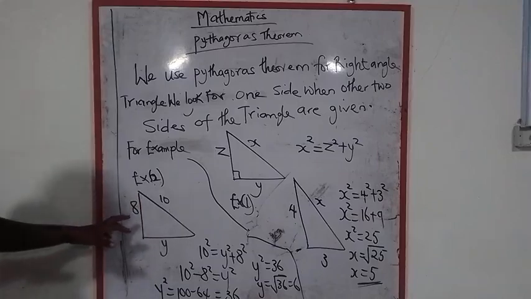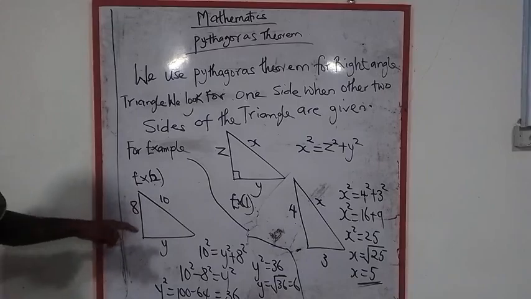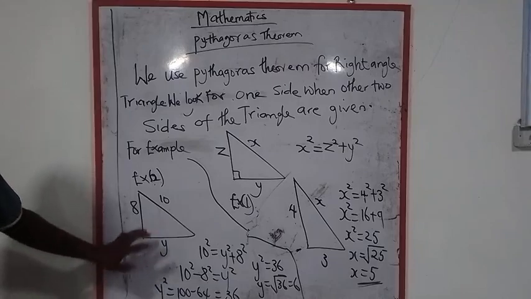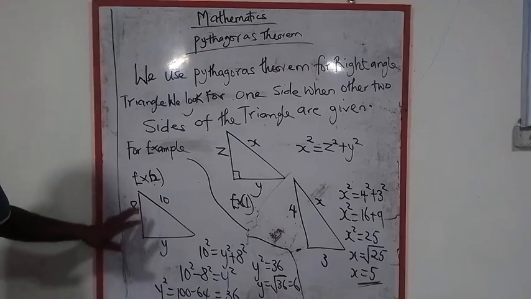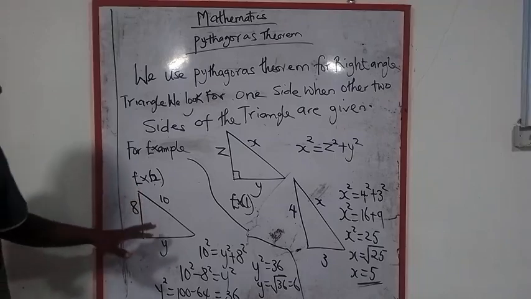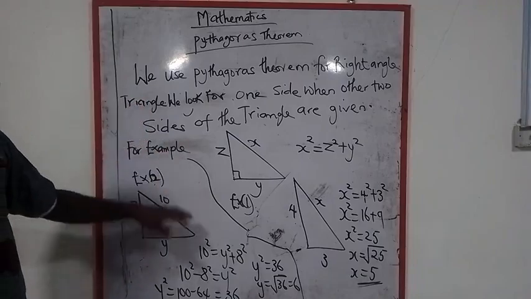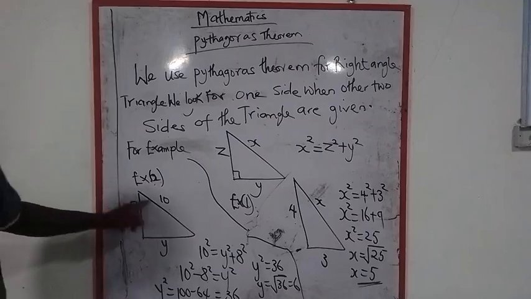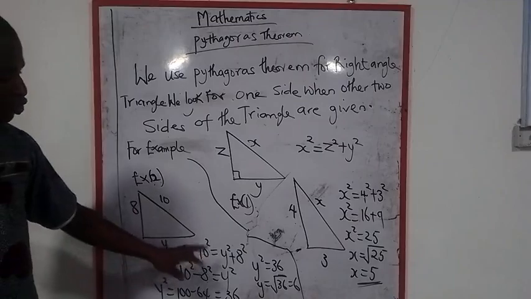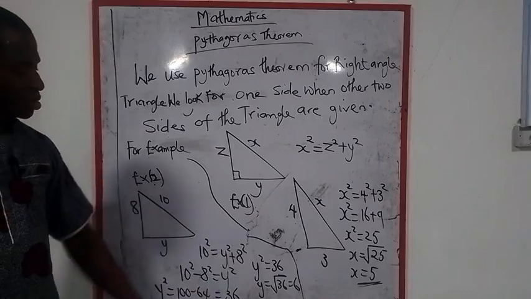Let me go to example 2. In this example, we are not looking for the longest side. We are looking for another side of the triangle, but we still put it in the way the law is structured. The law states that the square of the longest side, which is 10 in this case, is equal to the sum of the squares of the other two sides, y squared plus 8 squared.